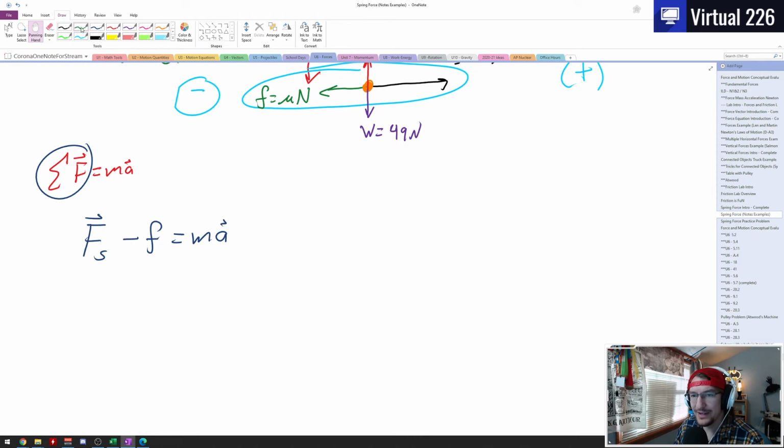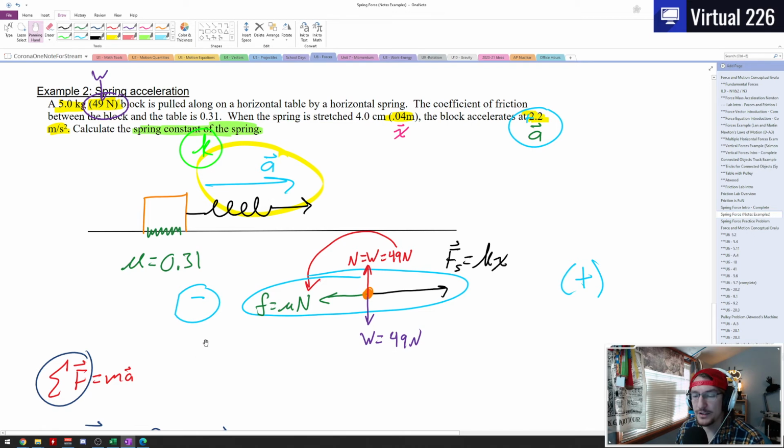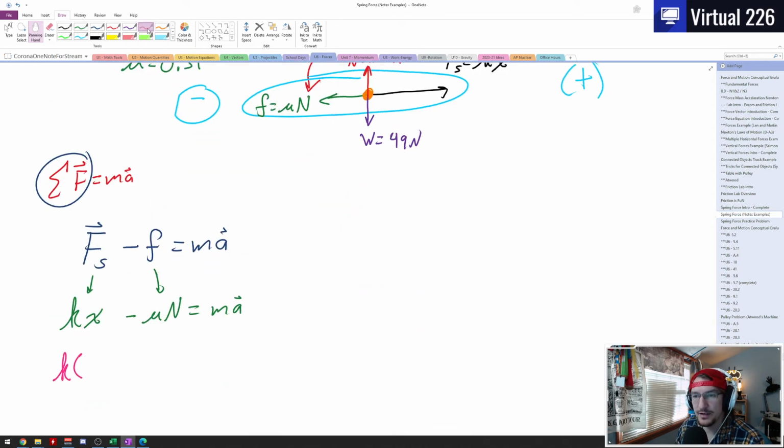So if we now go back and put in some equations, I know the spring force is going to be kx minus mu n equals ma. So that gives me a better idea of where everything came from. And if I actually have my numbers now, I can say that k, and this is what we're looking for, multiplied by x, which up in the problem was given to us as 0.04 meters, and we want this to be in meters. That's our SI unit here.